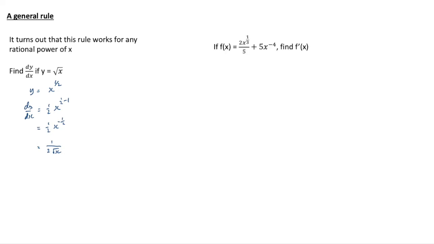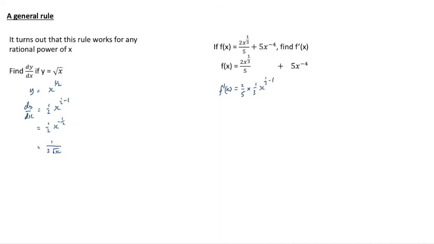Slightly more complicated one here. If f of x is 2x to the power of a third divided by 5 plus 5x to the minus 4, to differentiate, well, first of all, as I have done before, I'm separating them out to give myself room. So f dashed of the first term, well, we have to keep our 2 over 5, which is what the x to the third is being timesed by.